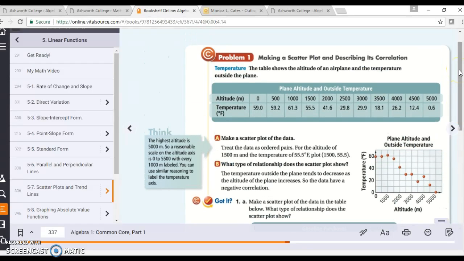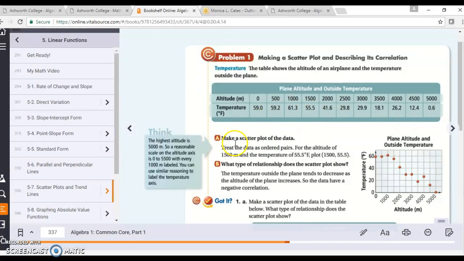Hello, we're looking at problem 1 from lesson 5-7. It says, making a scatter plot and describing its correlation. So we're looking at temperature. The table shows the altitude of an airplane and the temperature outside the plane. At altitude 0, the temperature is 59 degrees Fahrenheit. At an altitude of 500 meters, the temperature in Fahrenheit is 59.2, and so on and so forth.